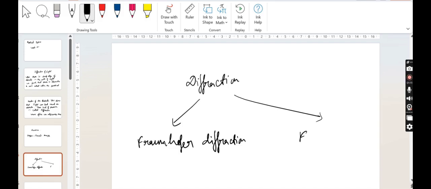So the key difference between them is that in Fresnel diffraction, the source and the screen are both at a finite distance, and for Fraunhofer, the source and screen are both at infinity. By infinity, we mean a plane wave is falling on the slit, and after the slit on the screen. But in Fresnel diffraction, the wavefronts are not plane.